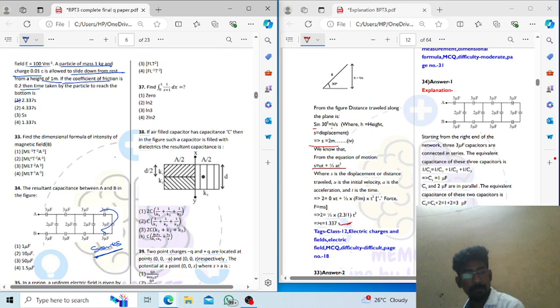Okay, so 3, here it is 3, here it is 3. After this, so this is 3, 3 and 3. Okay, so these 3 are in series only. So therefore it will become 3 by 3 equals 1.